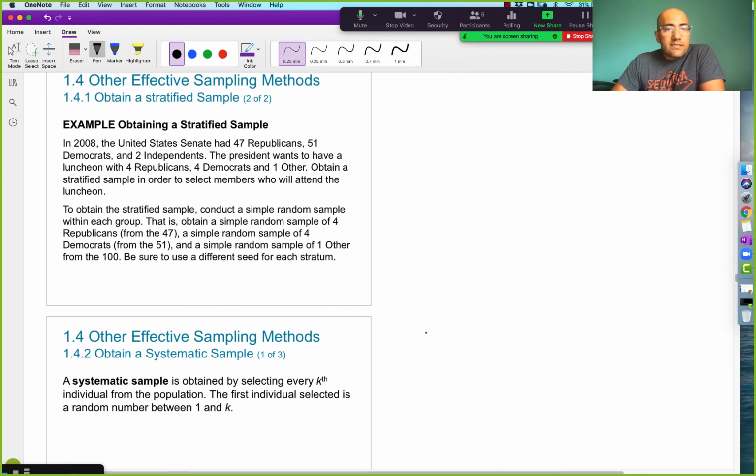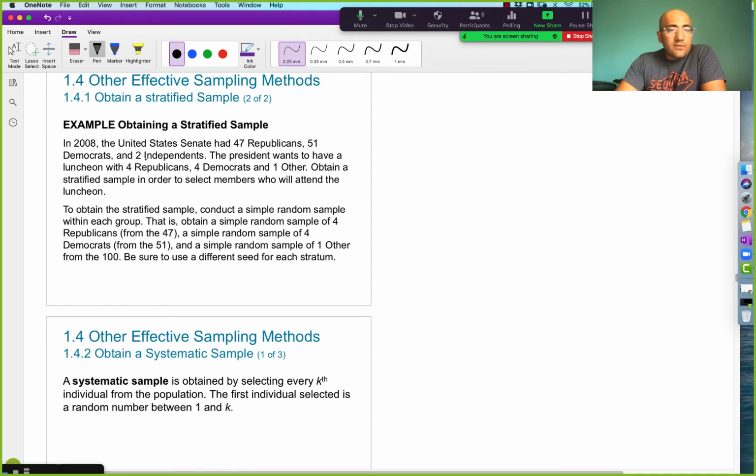Right? In this scenario, who's the most influential group? Some could argue that the independents are the most influential group, since there's only 2 of them, and one of them is going to get to go to this very important luncheon with the president. So if you're one of these guys, you have a 1 in 2 chance, 50% chance of being selected to go to this luncheon. Whereas if you were either a Republican or a Democrat, the odds of you being one of the 4 people from each camp to be selected are much smaller.